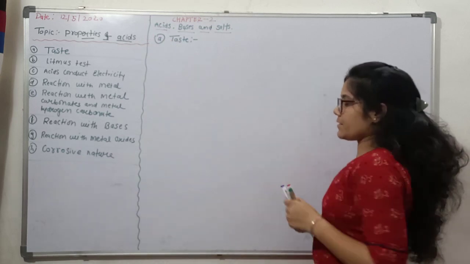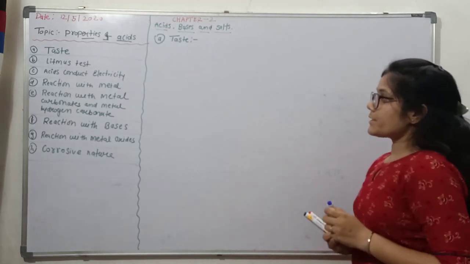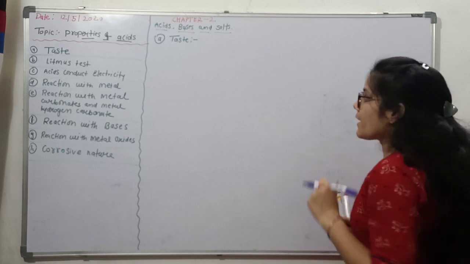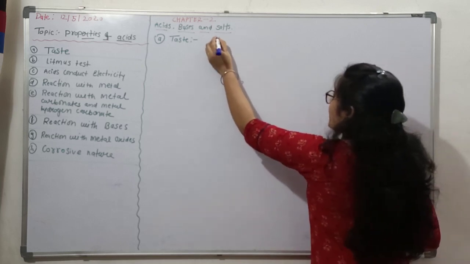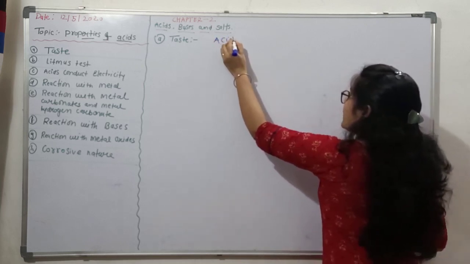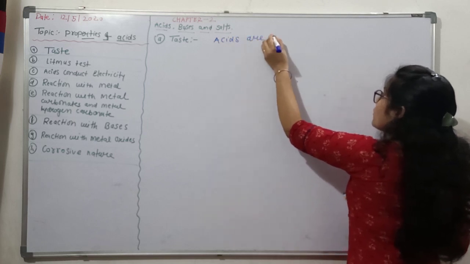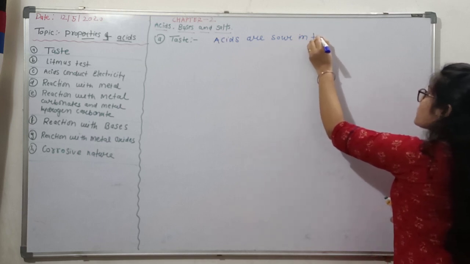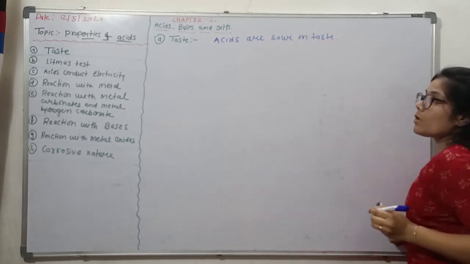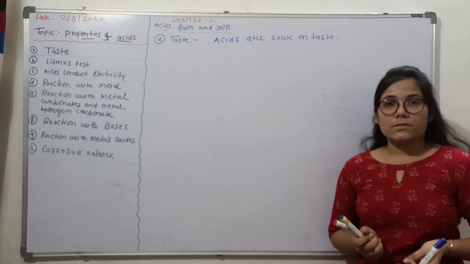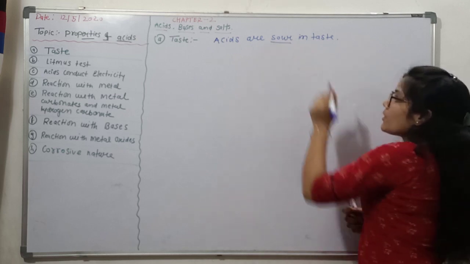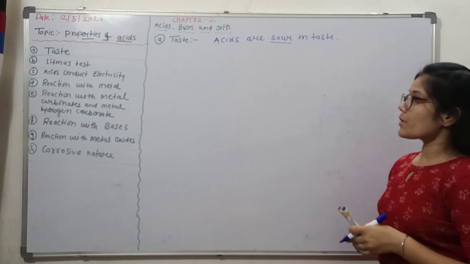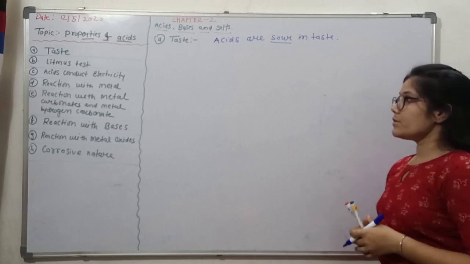First, taste. As we have already discussed in our previous class, acids are sour in taste. That simply means all those things which are sour in taste may be acids. For example, citrus fruits basically contain acids.